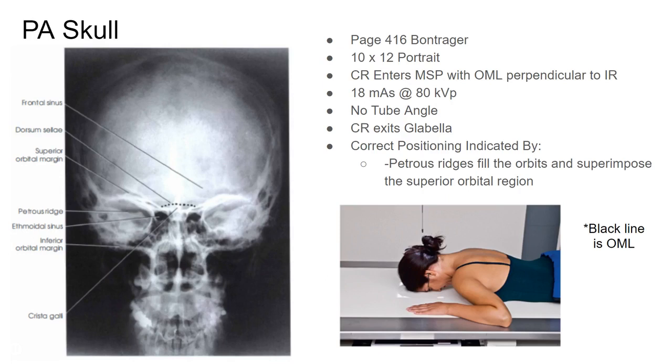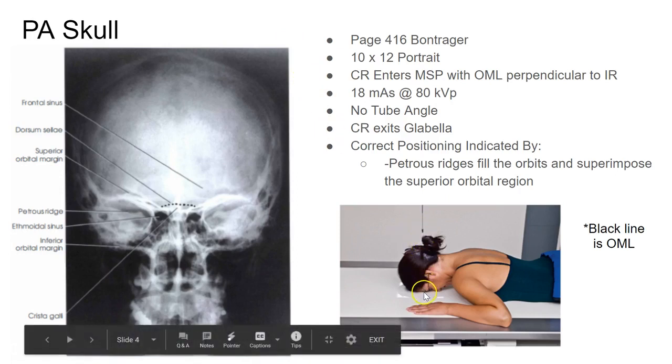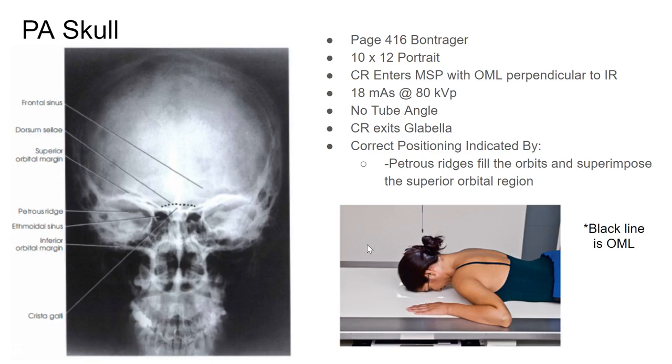Your central ray is going to exit the glabella. So if you kind of follow this central ray down, you'll see that it's lined up with the glabella. So OML is perpendicular and you're exiting the glabella. You're using 18 mAs at 80 kVp, and how do we know we're correctly positioned?